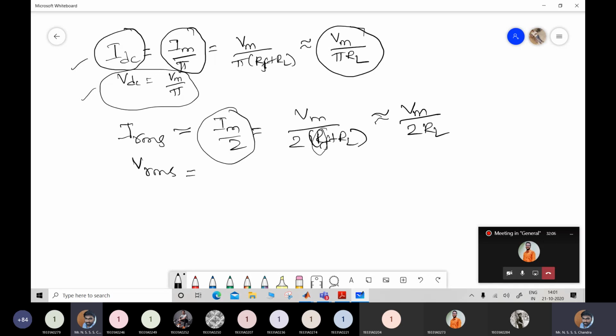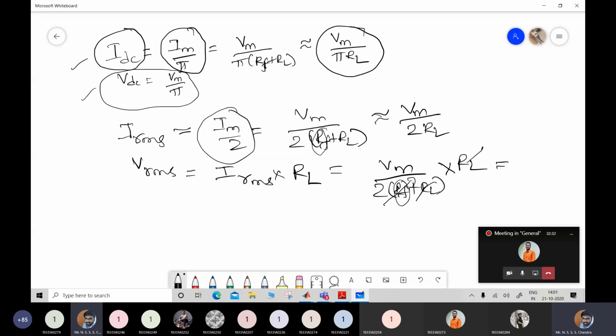So what will be your VRMS? VRMS will be equal to the output voltage, right? So it will be IRMS into RL. IRMS is Vm by 2 into (Rf plus RL), into RL. If you neglect this Rf, it will be 0 and this RL gets cancelled. So you will be left with Vm by 2. Okay, so now you got two terms, your VRMS and IRMS, right?